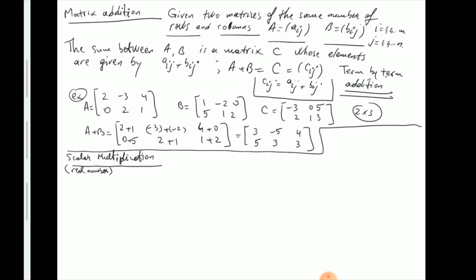So the scalar multiplication is named to make no confusion with the multiplication of matrices, because there is a way, under some conditions, to multiply matrices, which we will cover in the next lesson.